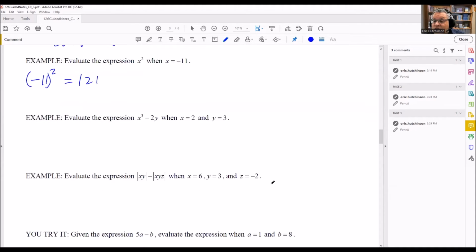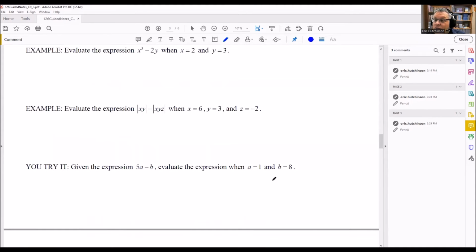Next one here, we have x cubed minus 2y. X is 2 and y is 3. So we're going to do 2 cubed minus 2 times the y, which is 3. Order of operations says we have to do the exponent first, so we get 8. Now that that's done, we can do multiplication next. We have to do multiplication before subtraction, so this is going to be a 6. And so 8 minus 6 is going to give you a 2. So you always want to make sure you're aware of your order of operations when you do these kinds of problems. So 2 is your final answer there.